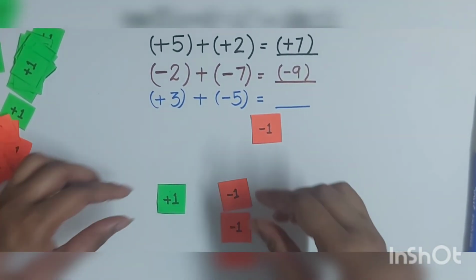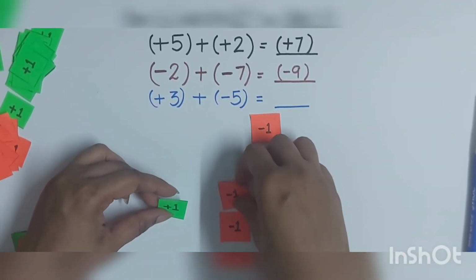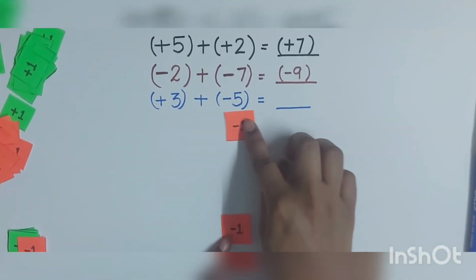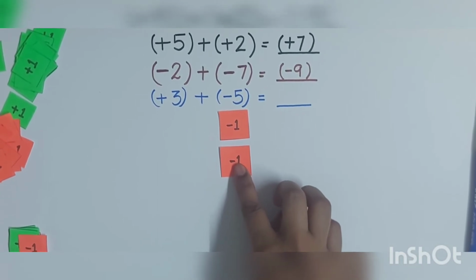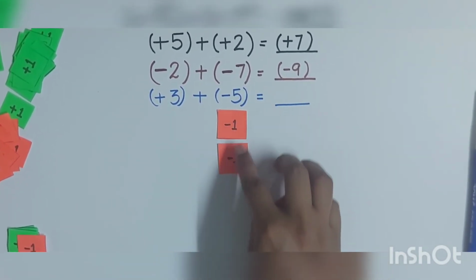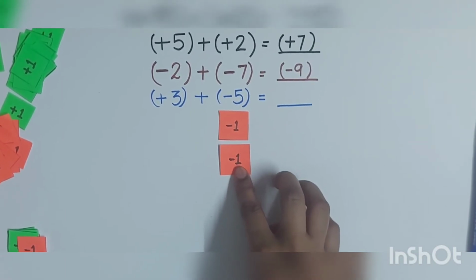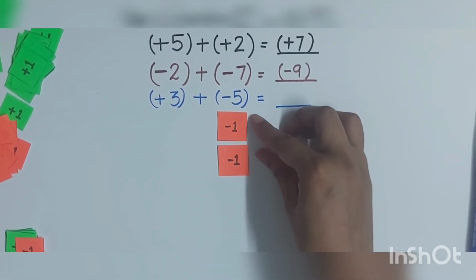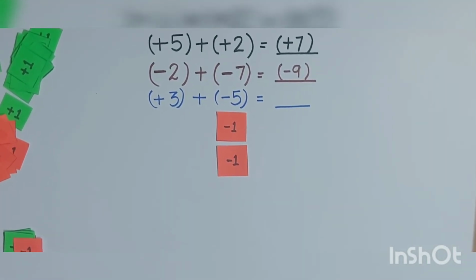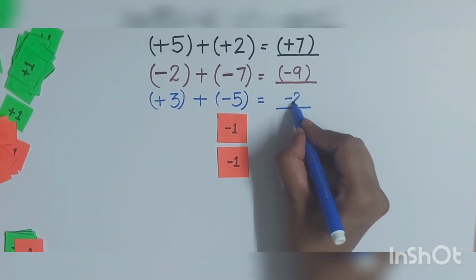And there is one more set of plus 1 and minus 1. So we will remove this also. Now finally we have minus 1 and minus 1. 2 minus 1. It means that minus 2 is the answer, because 2 red squares represent minus 2. So the answer is minus 2.